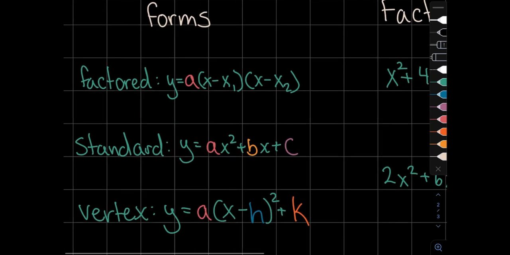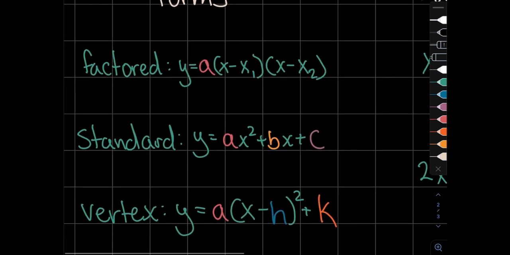So let's talk about the forms. We have three main forms: factored, standard, and vertex forms. And each of these forms can tell you something about your graph, or just about your equation in general.